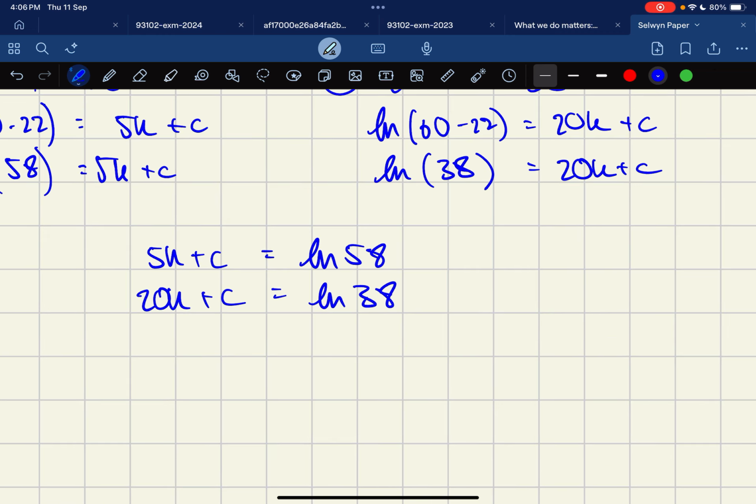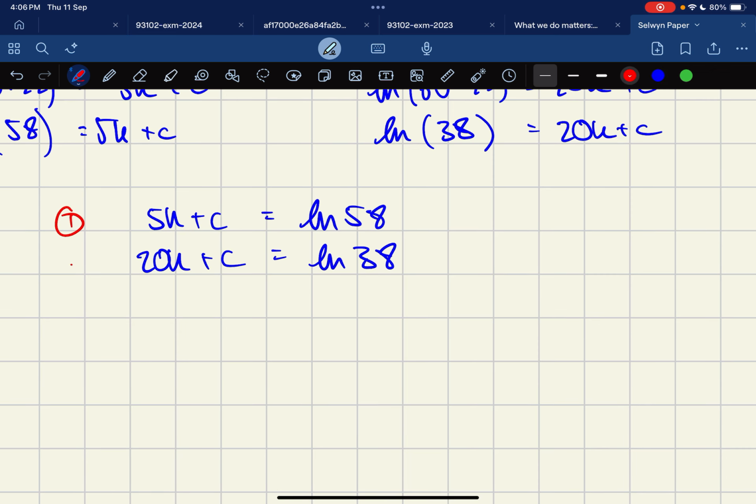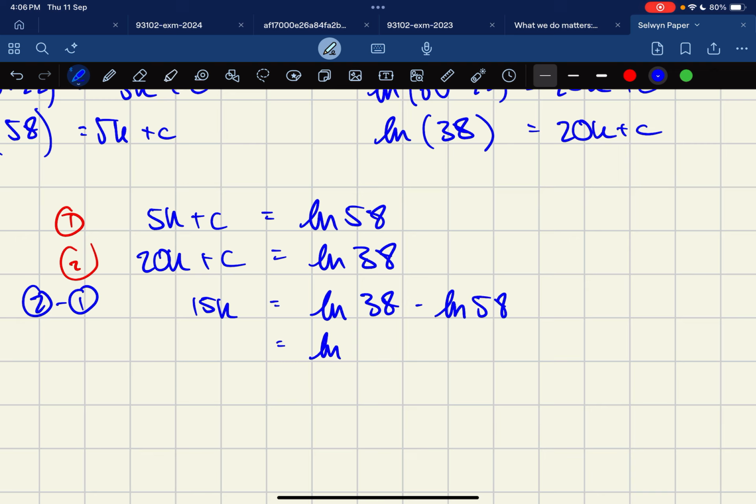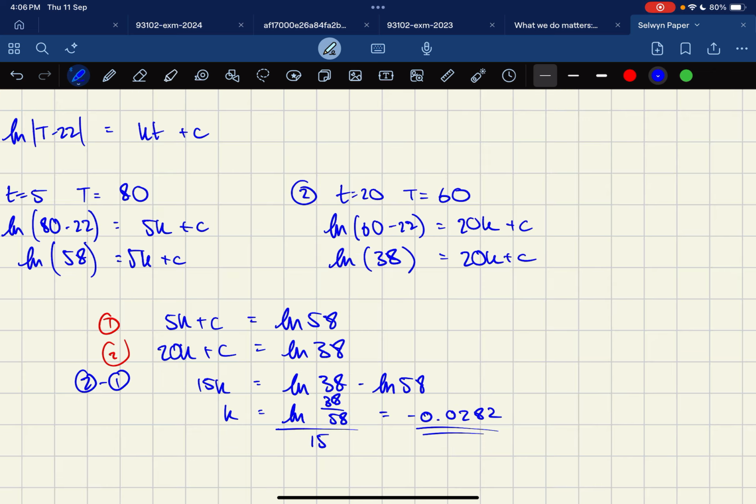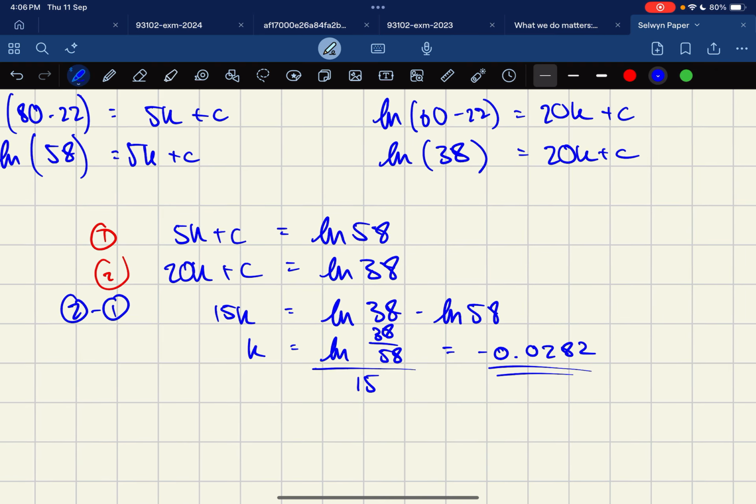If you take the difference between these two equations, the second one minus the first one, you get 15k is equal to ln of 38 minus ln of 58, which is just ln of 38 over 58. To solve for k, you divide both sides by 15, so ln of 38 over 58, divided by 15, gives you negative 0.0282.